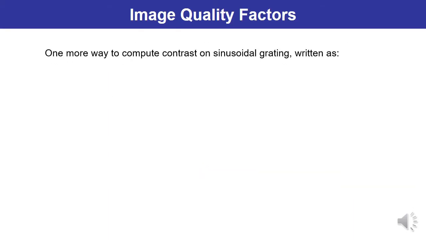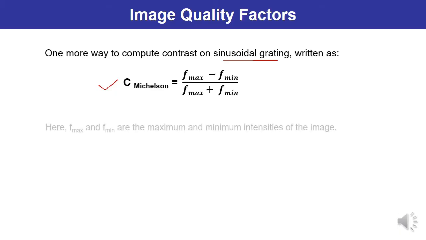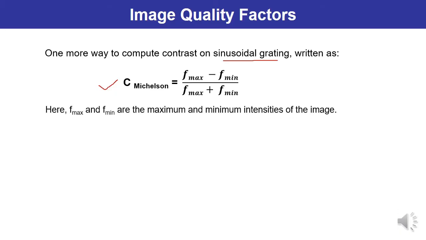Another way to compute contrast is based on the sinusoidal grating, and it is written as F maximum minus F minimum upon F maximum plus F minimum. Here F maximum and F minimum are the maximum and minimum intensities of the image.